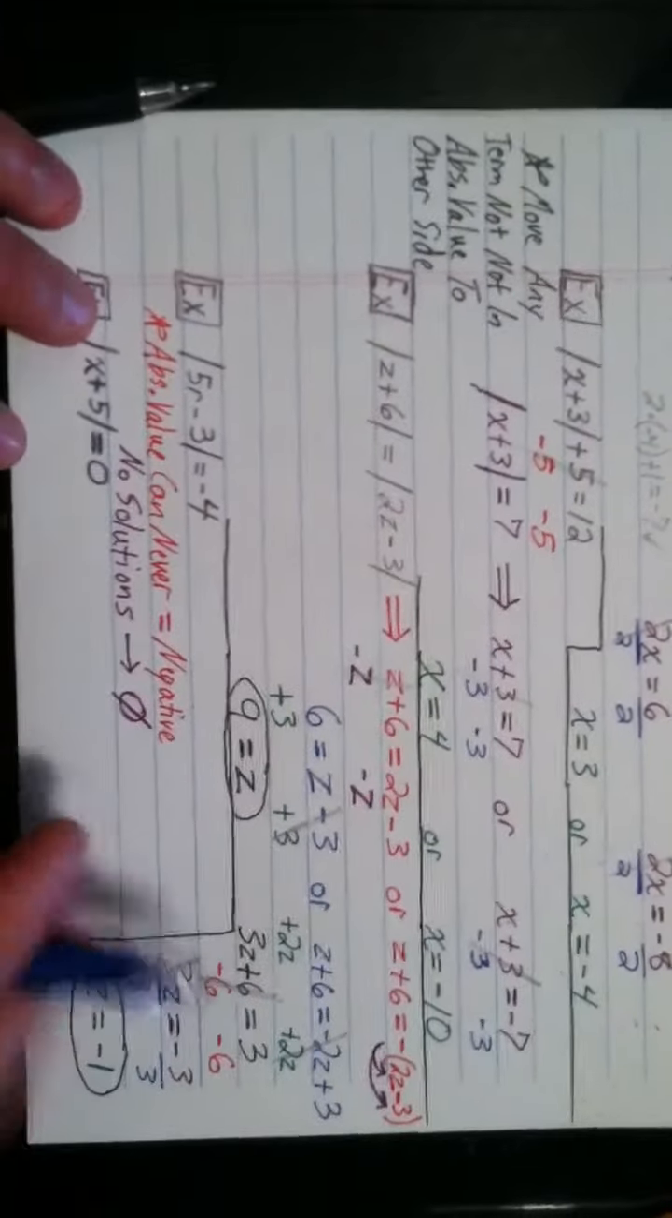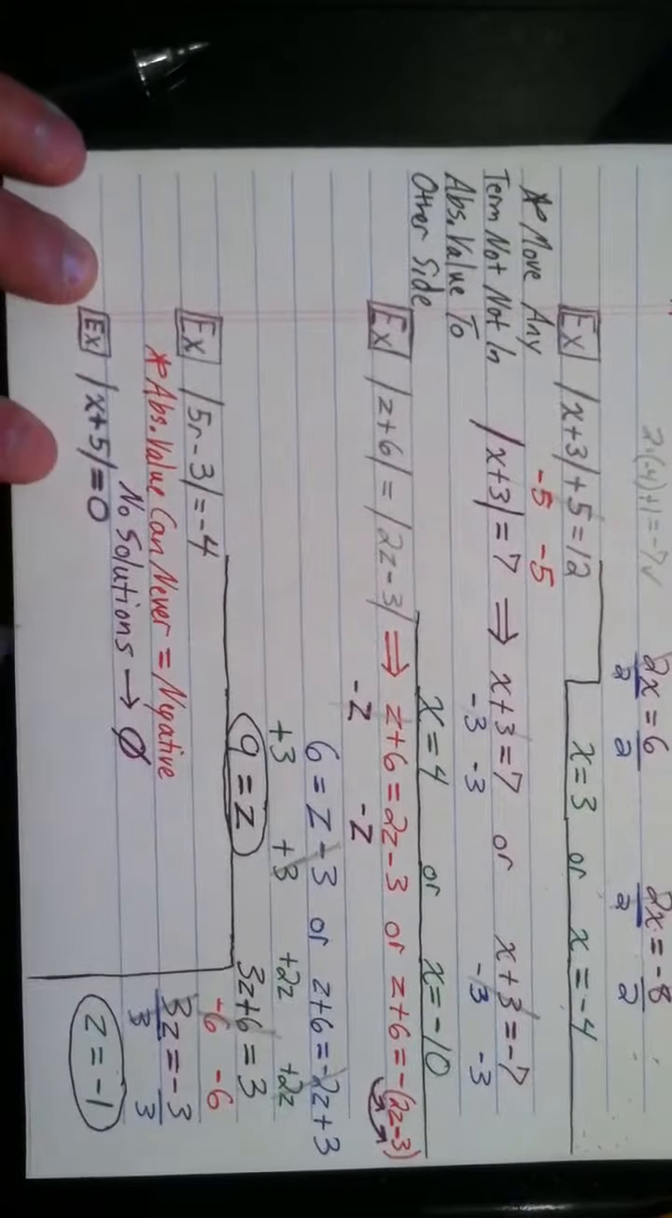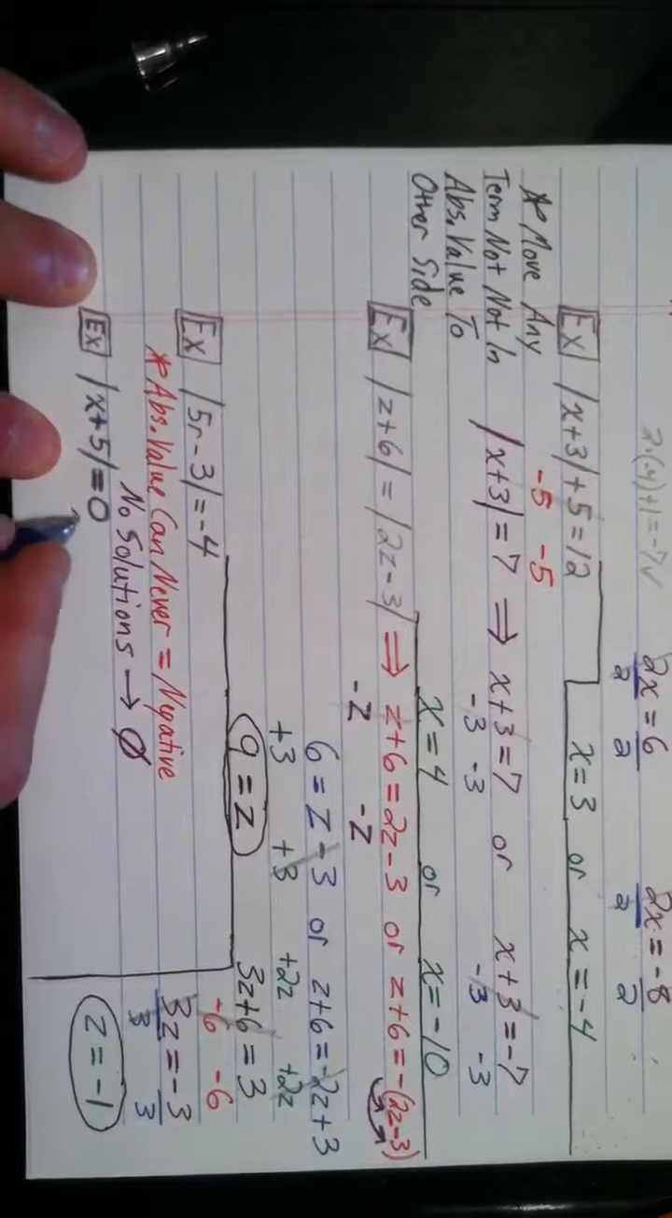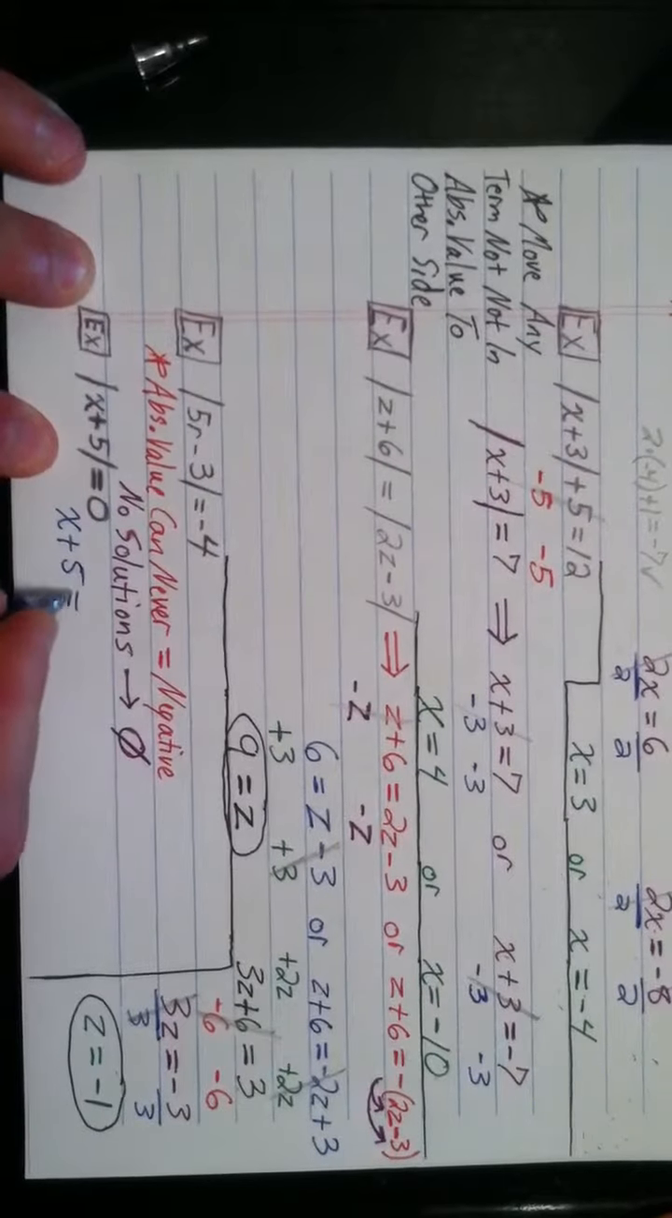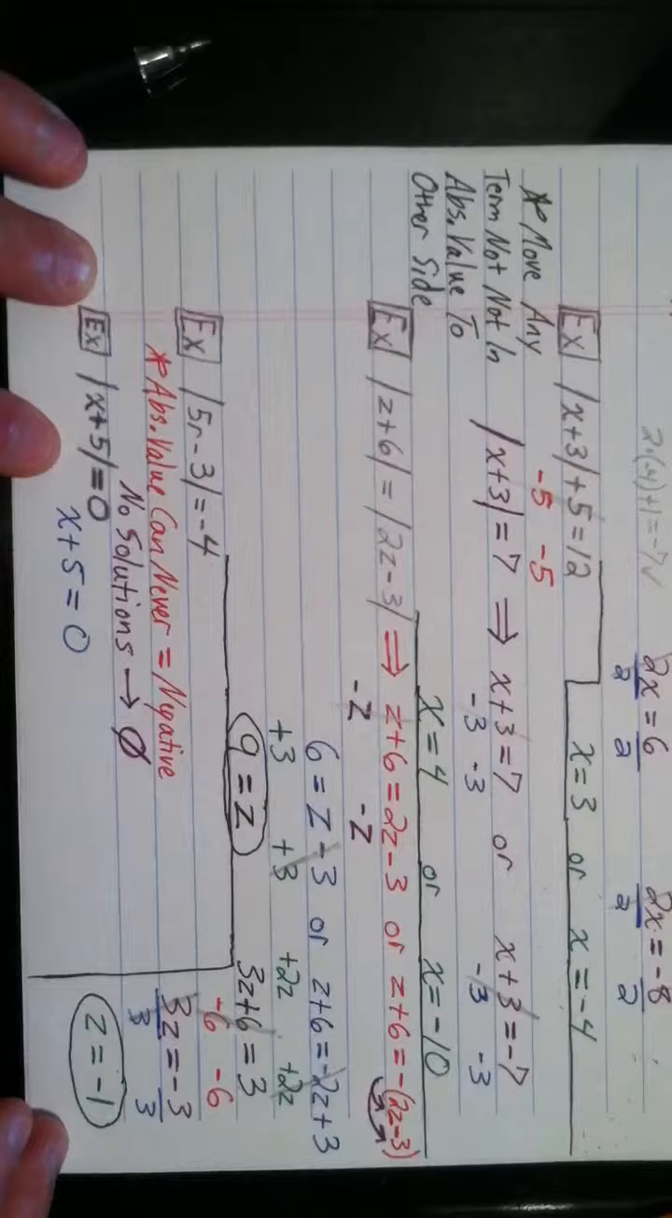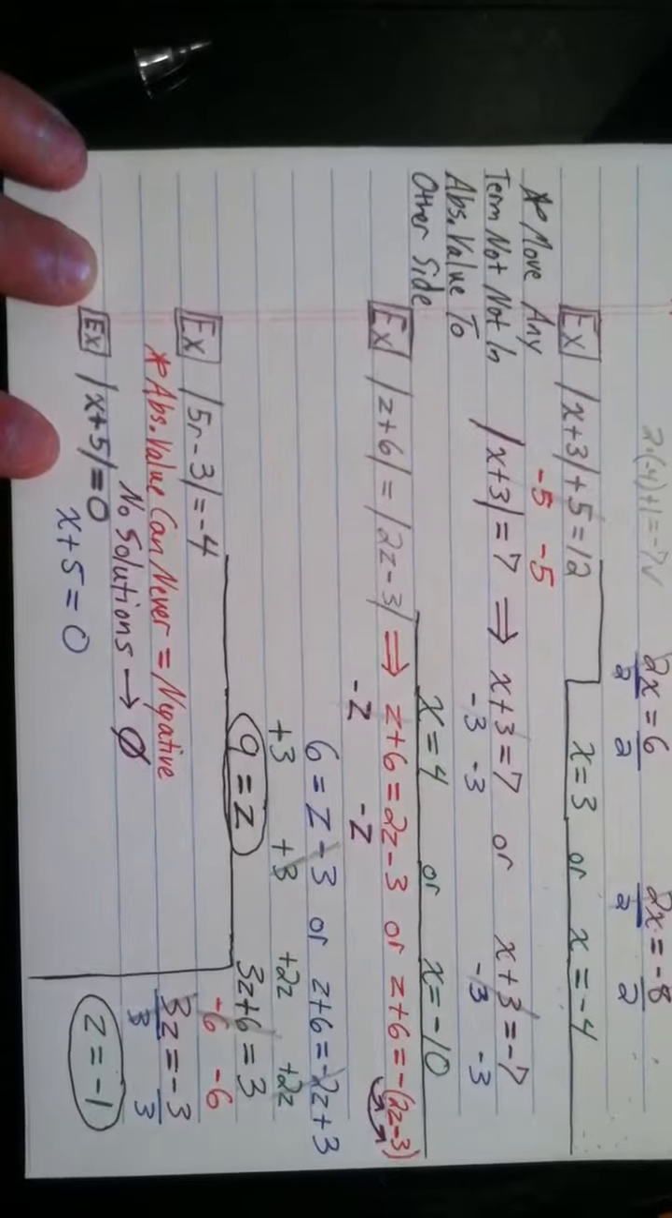So instead of splitting this into two equations, when you have it set equal to 0, all you do is set your equation equal to 0, drop the absolute value bars, and then just solve that equation.